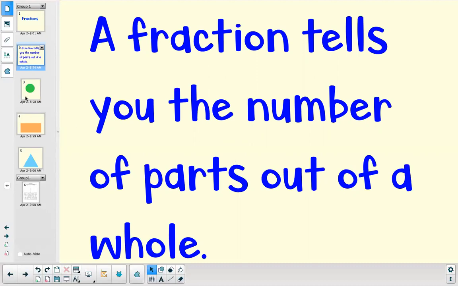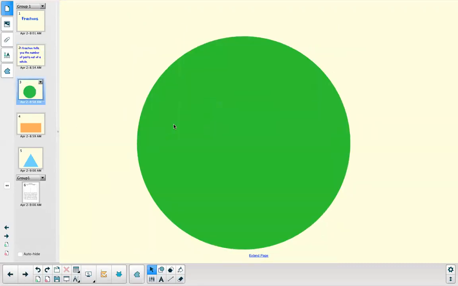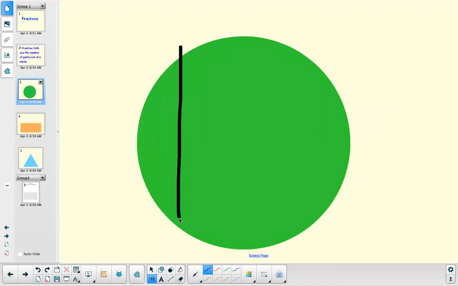So let's look here at my first one. I have this green circle. If I were to make a cut over here, I have two parts. I see one part here and another part here. But are these parts equal? No, I'm sure a lot of you are telling me no, Miss Beyer, they are not equal.